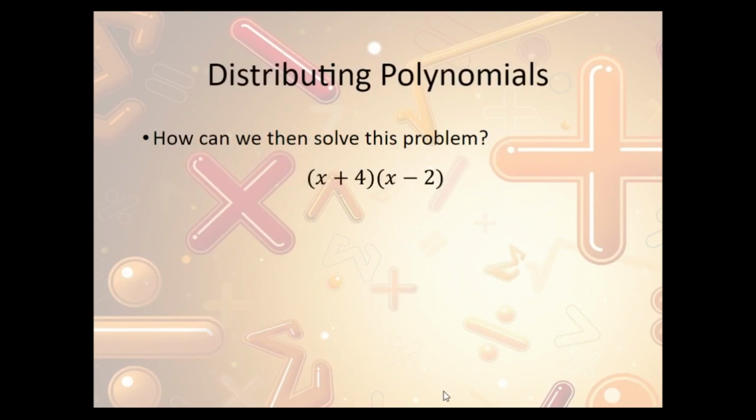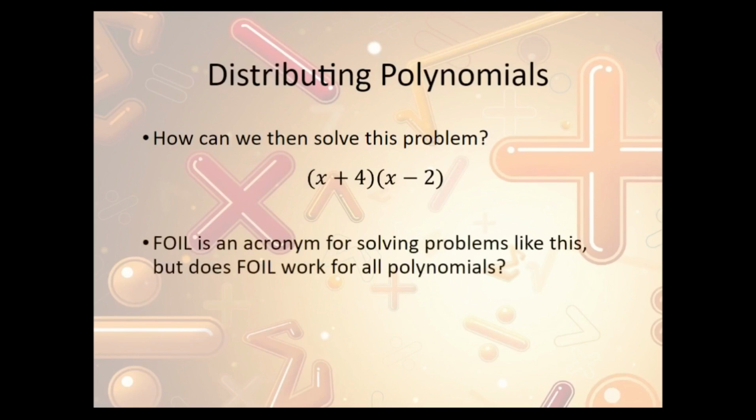So then, how do we solve something like this? x plus 4 times x minus 2. Well, maybe you heard of this term before, FOIL, which means first, outside, inside, last. So you multiply the firsts, and then the outsides, so this one and this one, then the insides, then the last ones. Well, that might be what you've heard in the past, or maybe you haven't, but does it work for all polynomials? So can I do it with this?